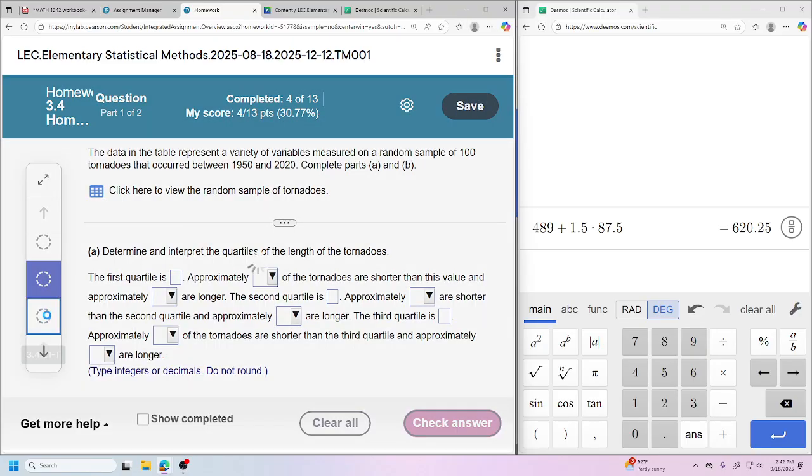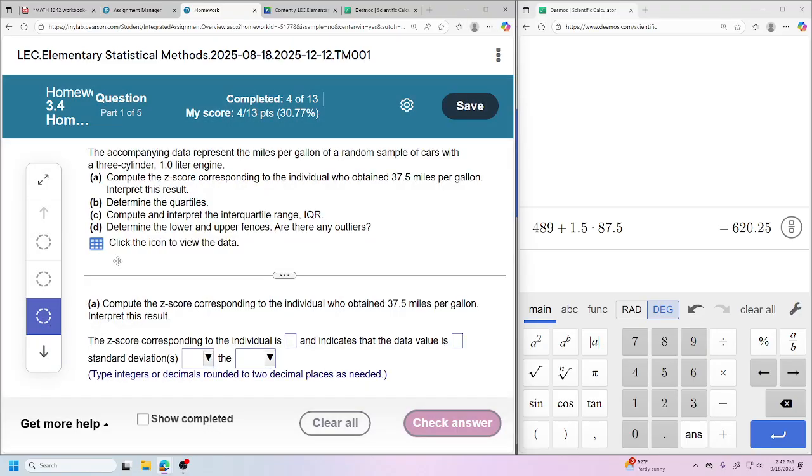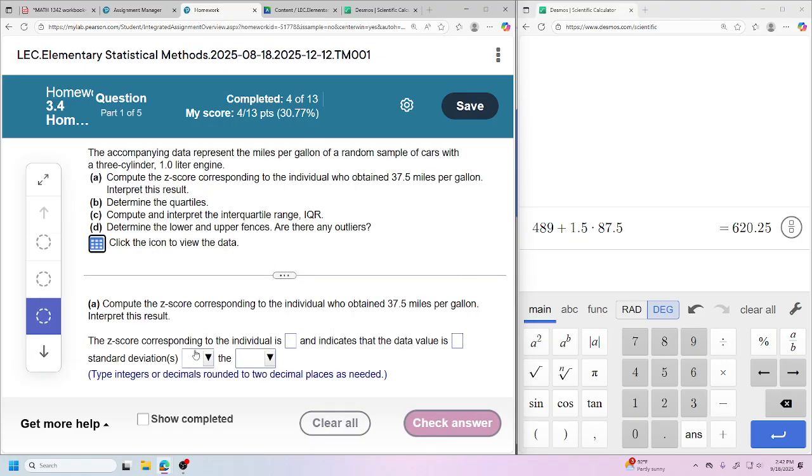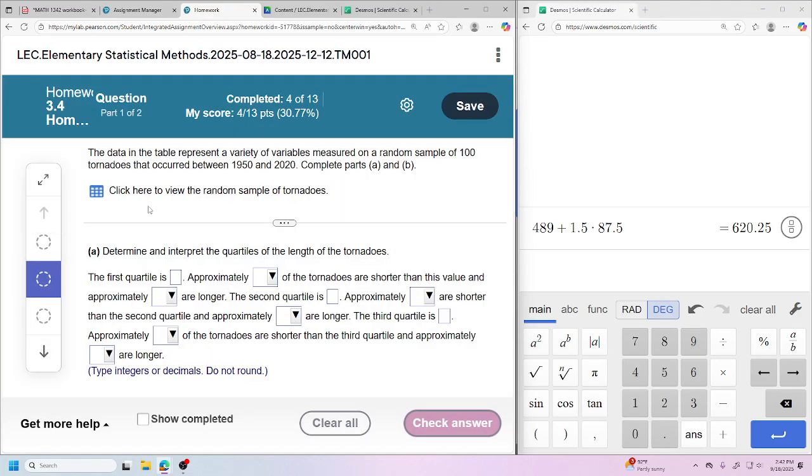I want to look into this one. Let me go back. So this is another easier question. It looks easy. Z-score. Okay, that's not too bad. Let's go back to this one because it looks crazy.